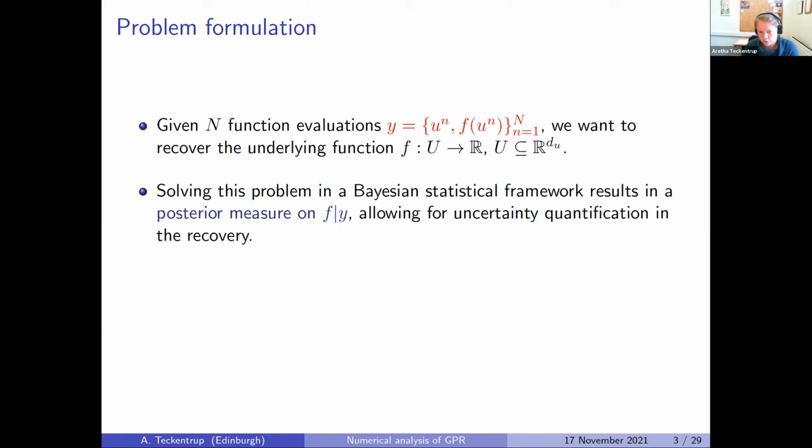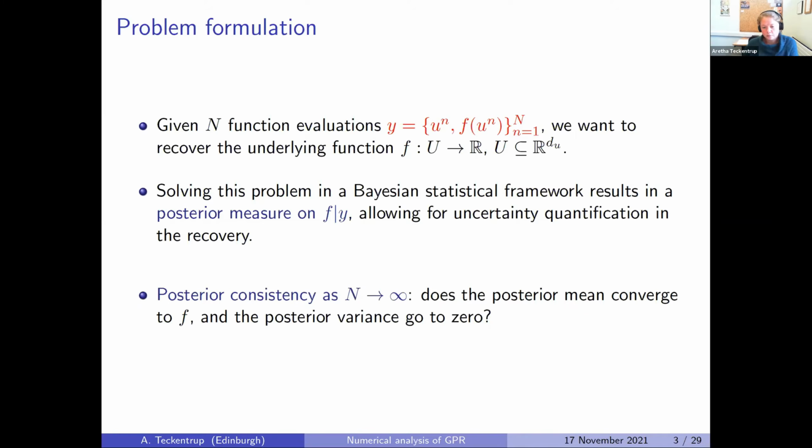Right? So if this posterior measure, as it's called, on f given y is quite narrow and really concentrates on a small set of functions, then you're quite sure about what your function f looks like. Whereas if this posterior measure is quite flat and has quite a high variance, then you're not really sure what your function f is. And so you have that information in this posterior measure as well.